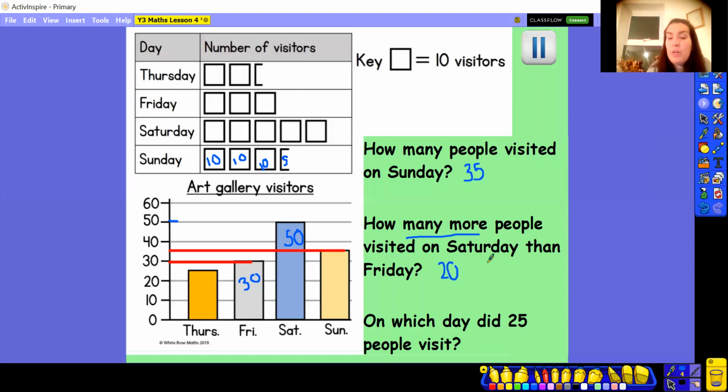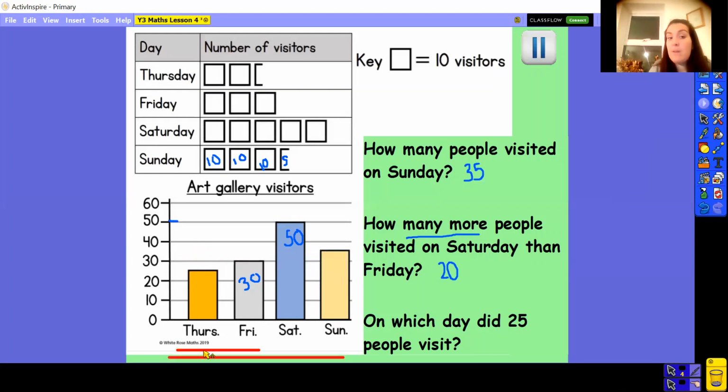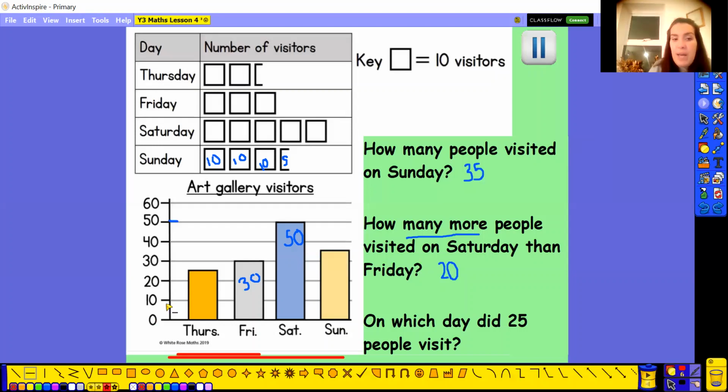And our final question, on which day did 25 people visit? So again, I'm not looking at the days of the week to start off with. I'm going to have to look at the numbers on my axes and then go from there. So I'm looking up, here's 0, 10, 20, 30. I'm looking for 25. 25 is going to be halfway between 20 and 30.